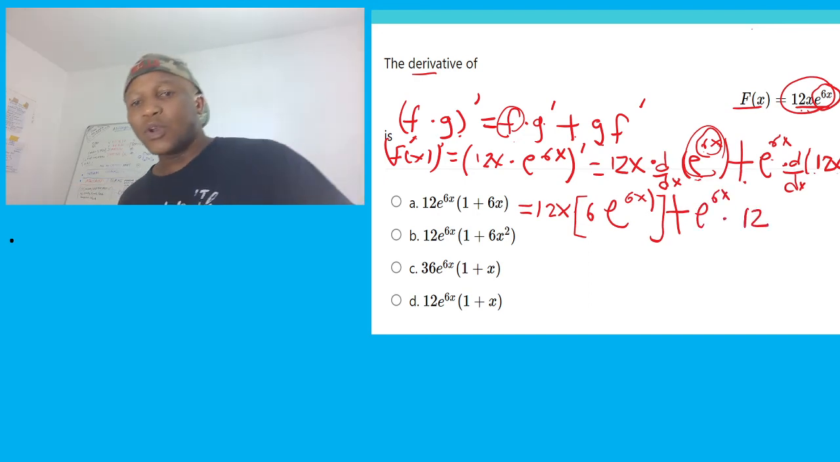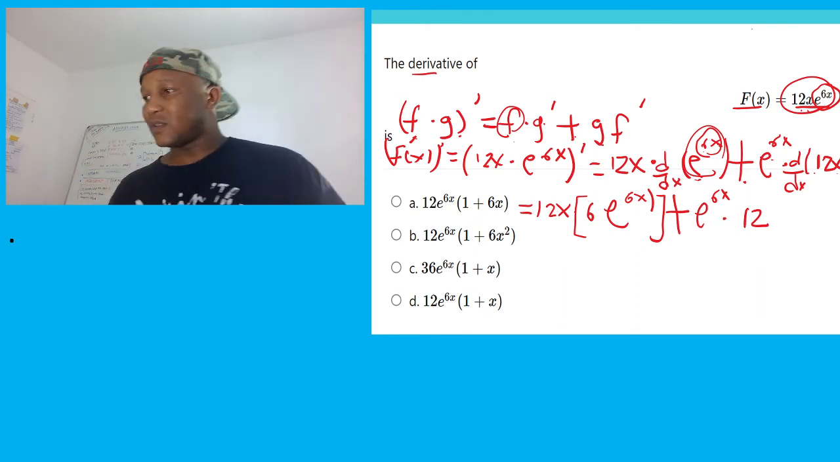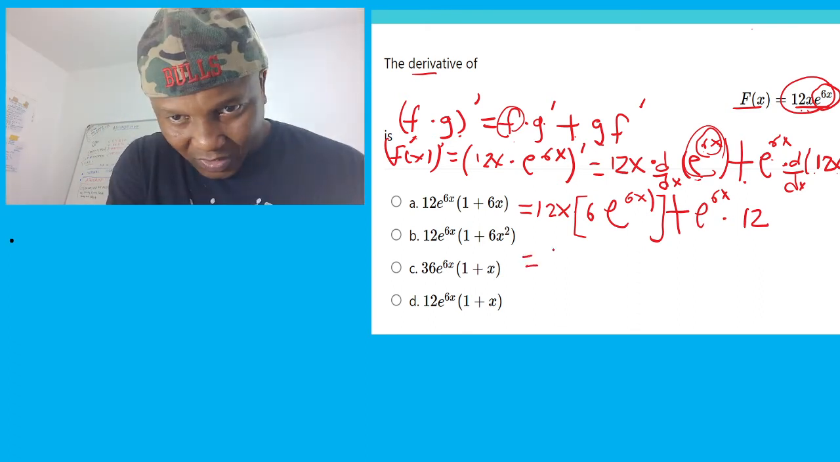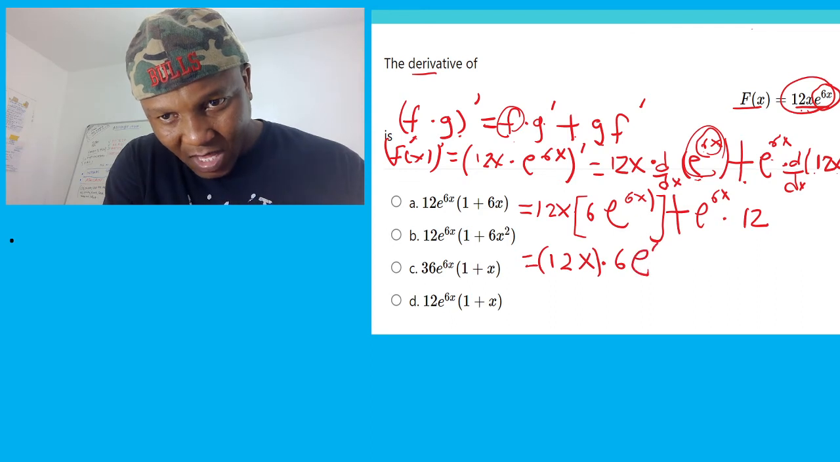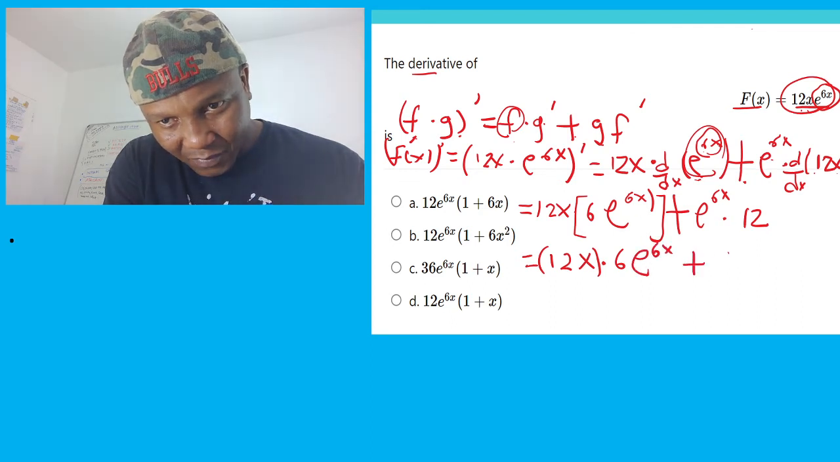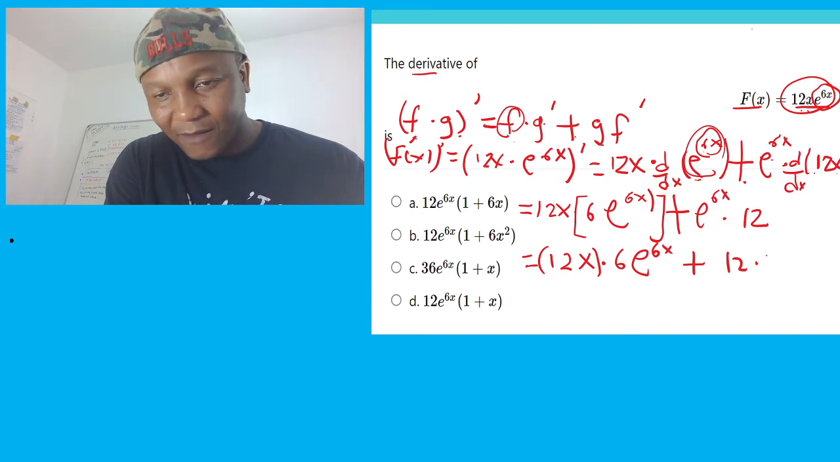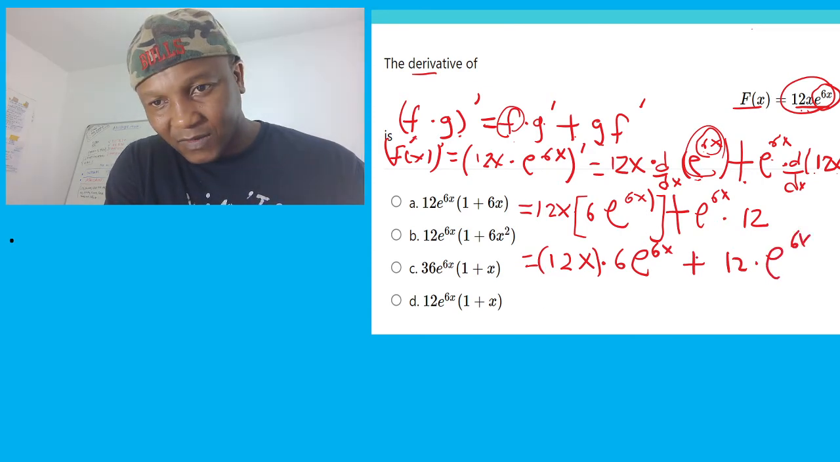So what we're going to do, we just put everything together. So this is going to be equal to 12x times 6 e power 6x plus 12 times, right here first, e power 6x. So let's see something common here.